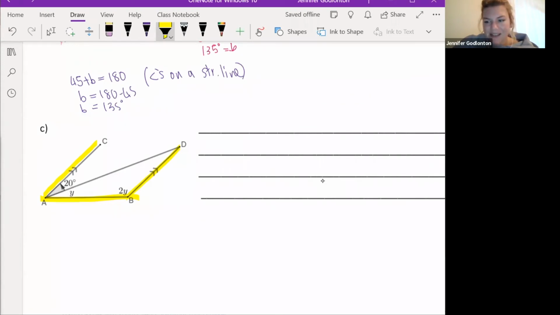Just start one step at a time, guys. You will be okay. Think about what has to happen. Think about what would equal what.